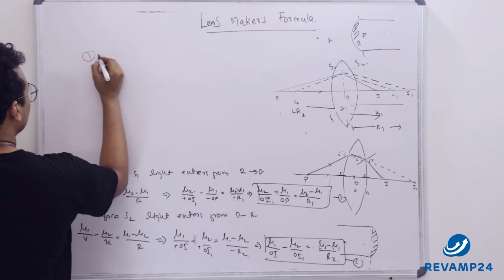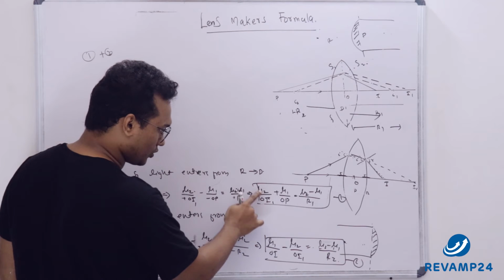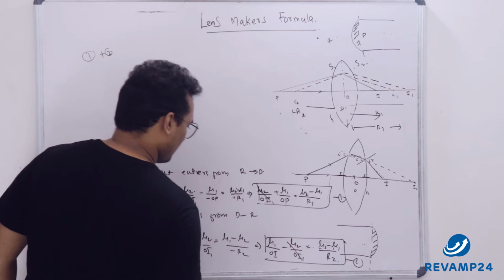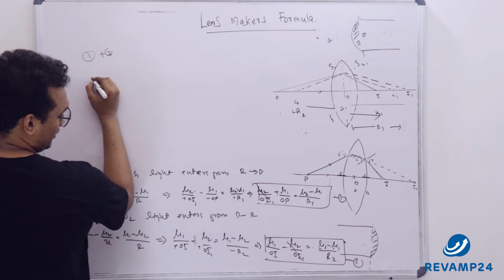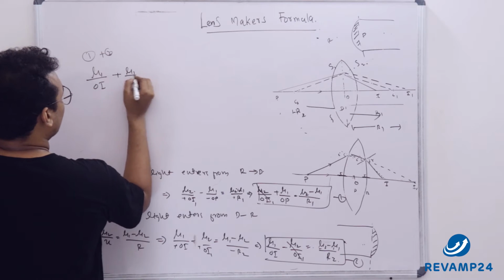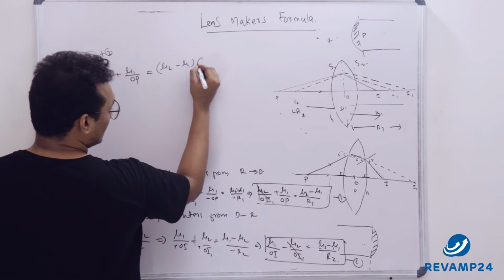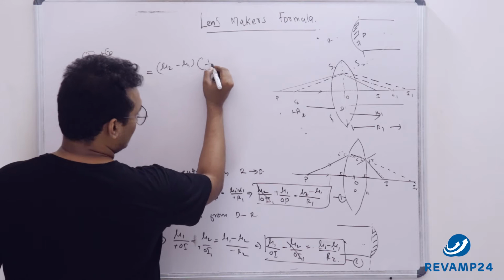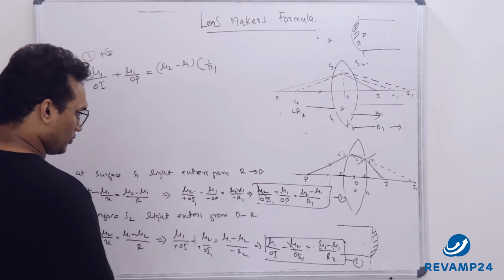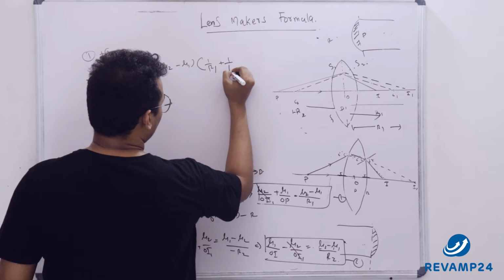On adding 1 with 2, we get mu2 by OI1 minus mu2 divided by OI1. These two will cancel. So the remaining terms I have to add: mu1 divided by OI plus mu1 divided by OP is equal to mu2 minus mu1, a common term, into 1 by R1 plus 1 by R2.